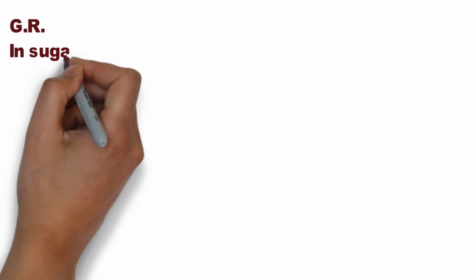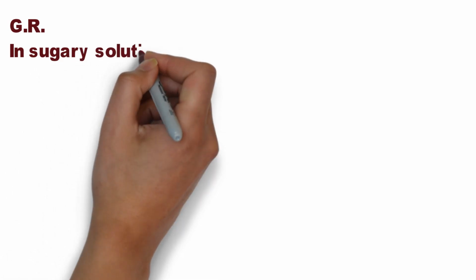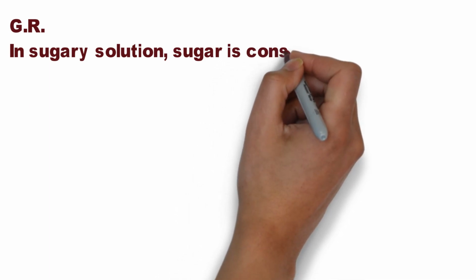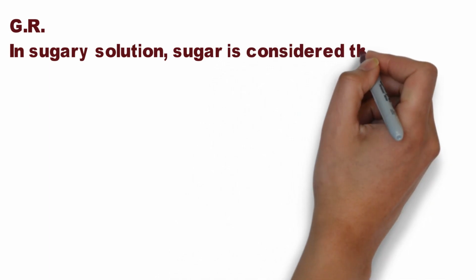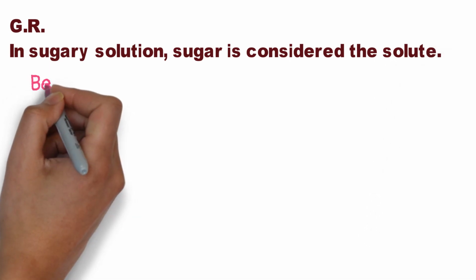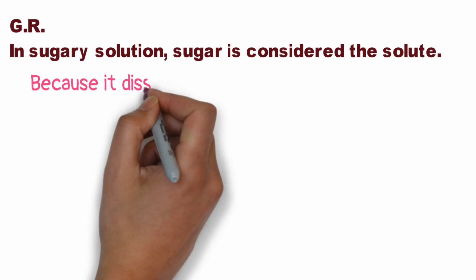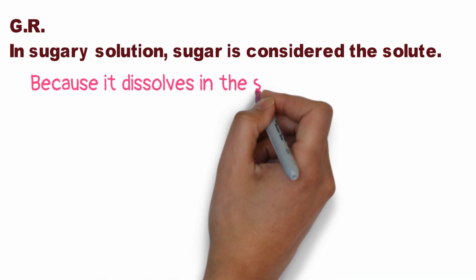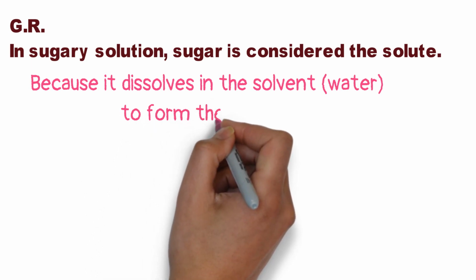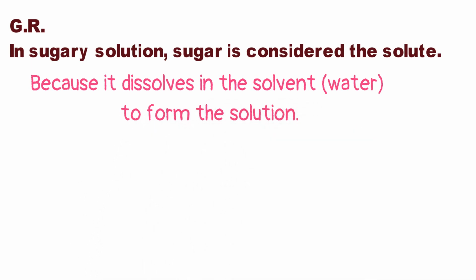If I asked you, give a reason: in the sugar solution, the sugar is considered a solute. Why? Let's remember the definition of the solute. Solute is the substance which dissolves in the solvent. So in the sugar solution, sugar is considered a solute because it dissolves in the water to form the solution.